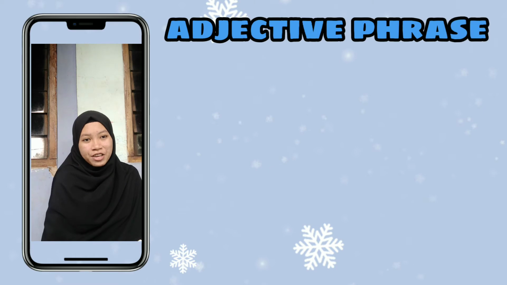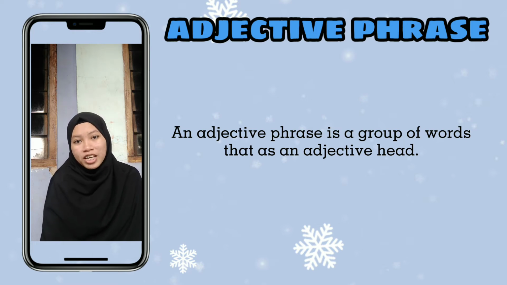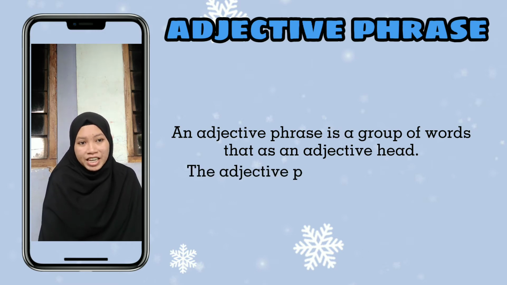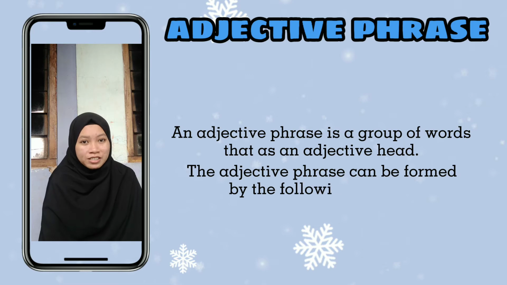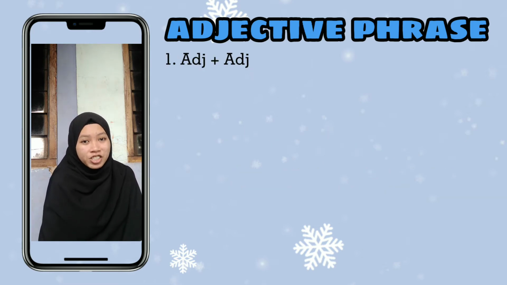Now about adjective phrase. An adjective phrase is a group of words that has an adjective head. Adjective phrase ini adalah frasa atau sekelompok kata di mana inti dari frasa tersebut adalah adjektifnya, adalah kata sifatnya. The adjective phrase can be formed by the following pattern. Pattern number 1, adjective plus adjective.